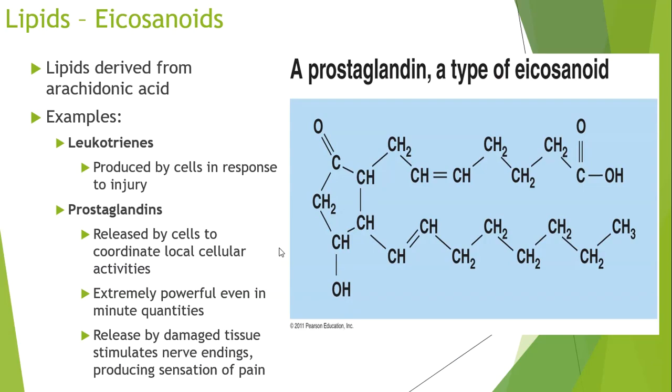Eicosanoids will also be important as you move into 169, and a lot of these are derived from arachidonic acid. There's an important metabolic pathway that you'll get into in 169 that involves leukotrienes and prostaglandins, but we're not going to talk about that in detail here in 168.